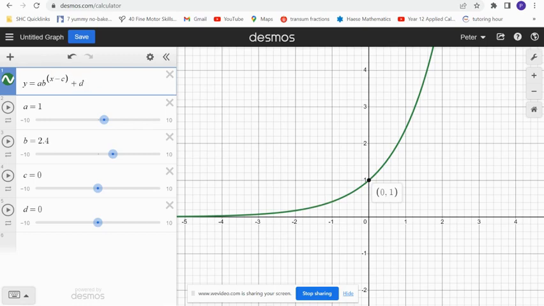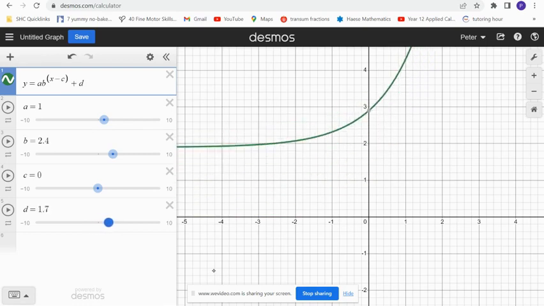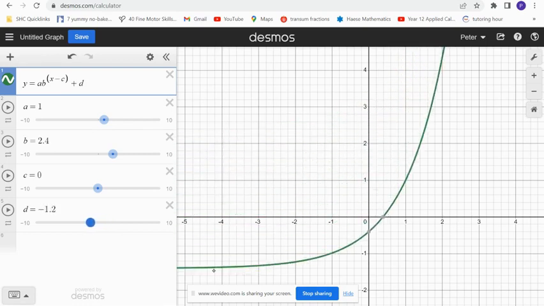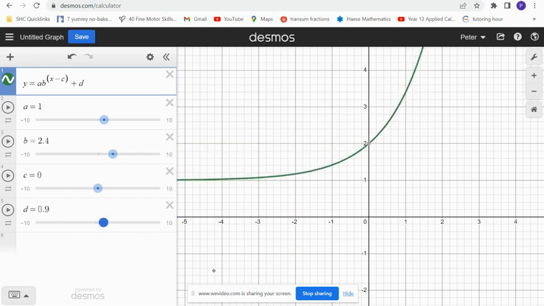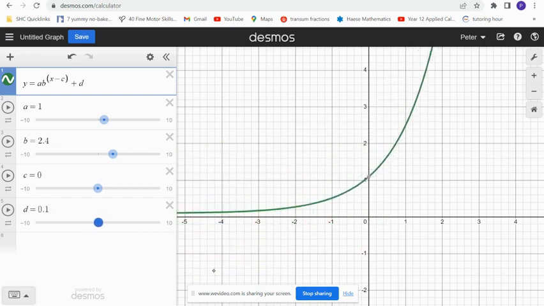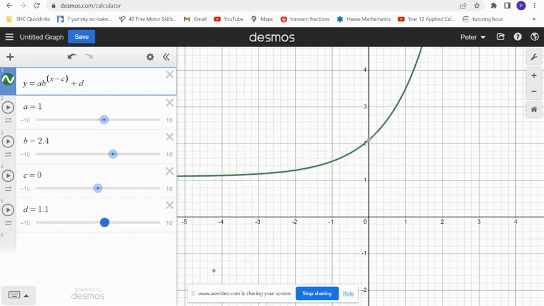If you change the value at the back, which is D, I'm just going to do that now. I hope you can see that all that does is lift the graph up or down. It doesn't change the concavity. It's always still increasing. The only thing it changes is the asymptote. In actual fact, the asymptote just becomes whatever that D value is. So in this graph here, the asymptote becomes 1.1.